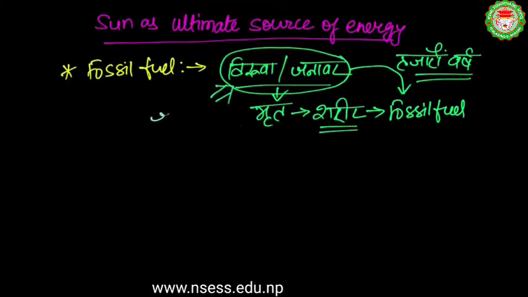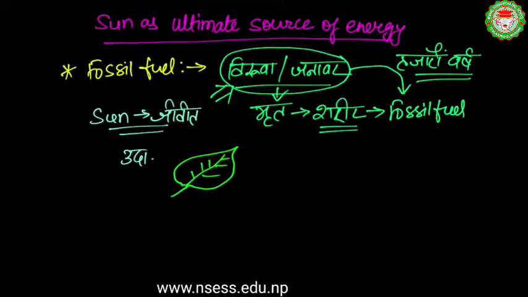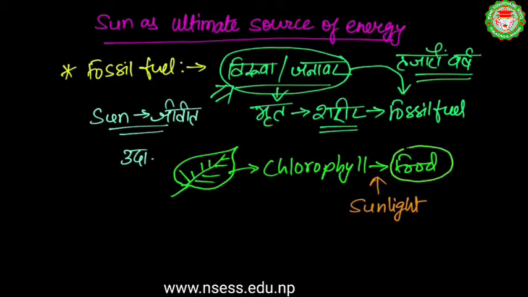So for the formation of fossil fuel also, those organisms before death survive in the presence of sun. Simply you can see here a plant. There is the presence of chlorophyll in the leaf of the plant that prepares food, and the process of formation of food from plant is said to be photosynthesis, in which sunlight, chlorophyll, and water are the major agents that help to perform the life process, photosynthesis.